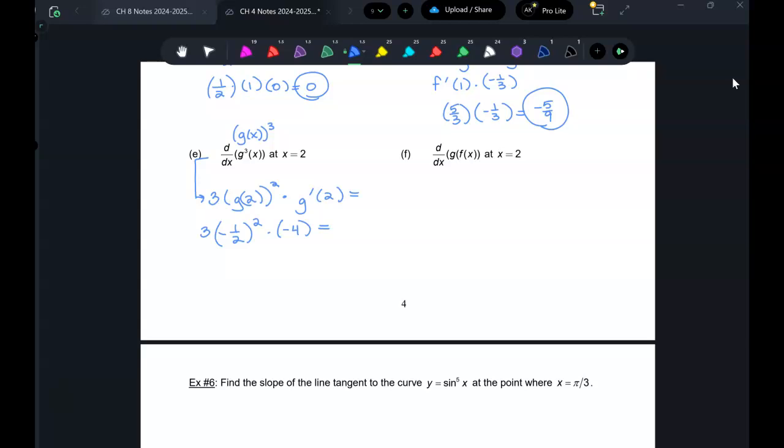Okay, well that makes it kind of easy. So this would be negative 3. So just negative 3, because the 1/4 would be 3/4 times negative 4. Good. Okay.